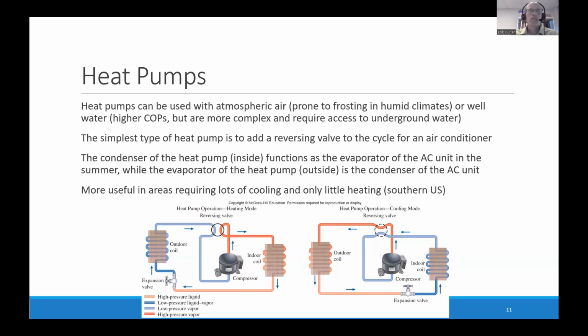One huge advantage of a heat pump is that it can be generated by adding a reversing valve to an air conditioning unit. In other words, an AC unit can be transformed into a heat pump and vice versa. An AC unit is essentially a refrigerator using air as a working fluid, and remember that a heat pump is just a refrigerator in reverse. In this case, the condenser of the heat pump, which is inside the house, functions as the evaporator of the AC unit in the summer, and the evaporator of the heat pump, which is outside the house, serves as the condenser of the AC unit. These are most useful in climates that need a lot of cooling, but only a little heating.